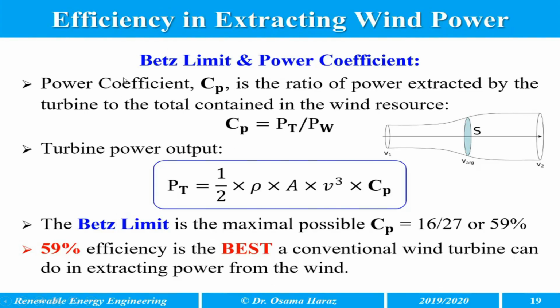So the efficiency in extracting the wind power, Betz limit and the power coefficient here. The power coefficient Cp is the ratio of the power extracted by the turbine to the total power contained in the wind resource. Or Cp, we can call it Pt over Pw.